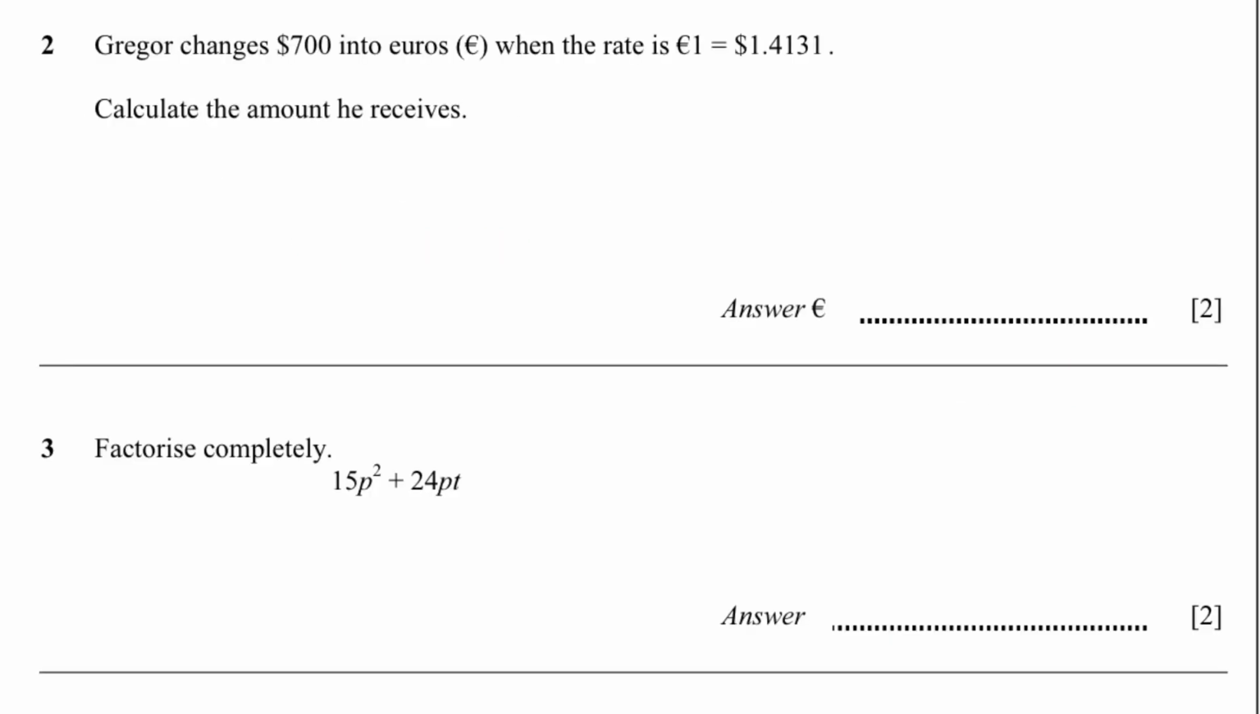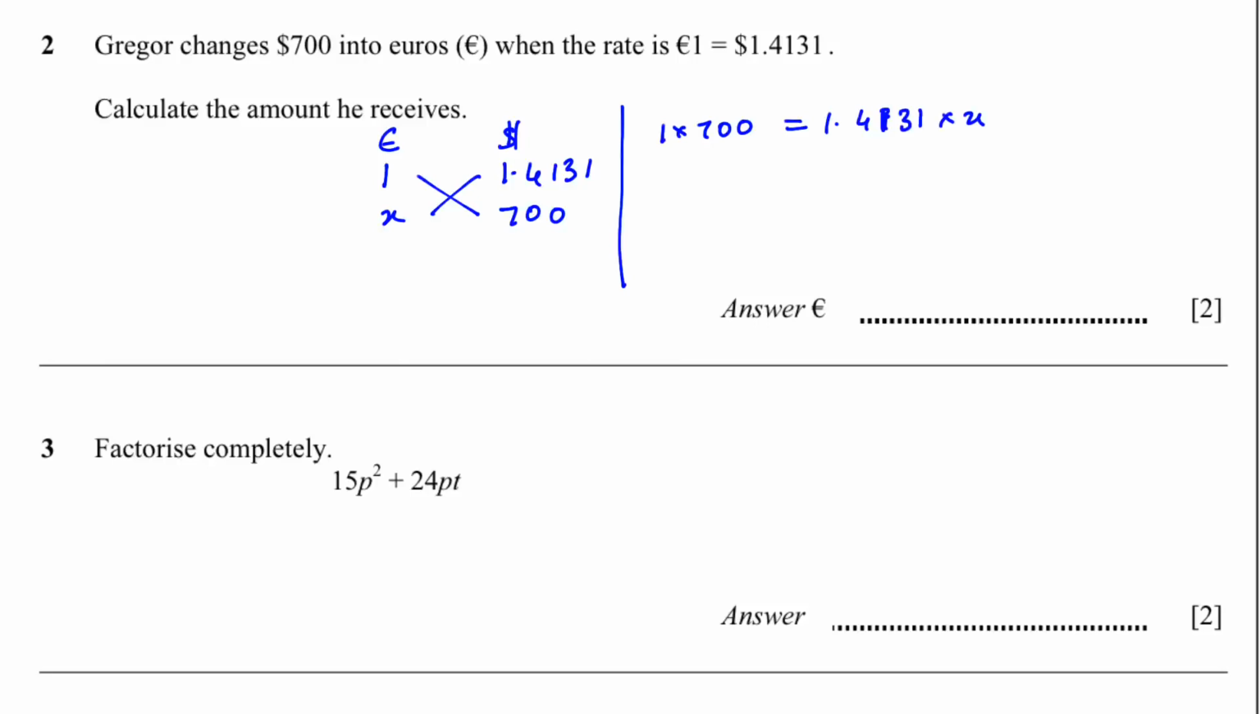Question number 2. Gregor changes $700 into euros when the rate is €1 is equal to $1.4131. Calculate the amount he receives. For these type of currency questions, always write in the form euro and dollar. So €1 is equal to $1.4131. Therefore, $700 will equal to how many euros? Cross multiply and we will get 1 times 700 and x times 1.4131.